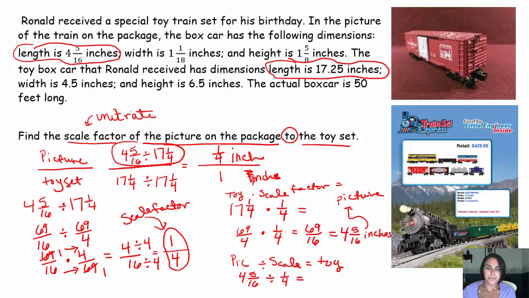Another way to look at it is if the scale factor is 1/4, that means the picture is 1/4 the size of the toy set. Well, you could also think of that as taking the picture, and the toy set would be 4 times larger than that. So if the picture is 1/4 of the toy set, the toy set is 4 times the picture. So you could also take your picture times 4 and get the length of your toy set. Okay? And dividing by 1/4 is the same as multiplying by 4.